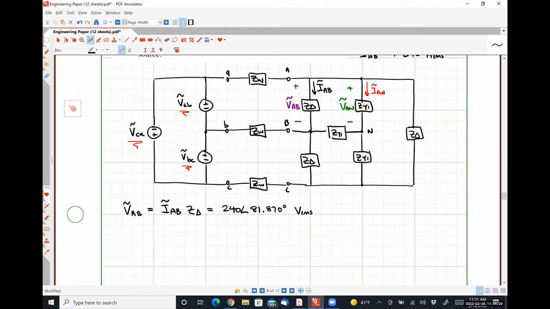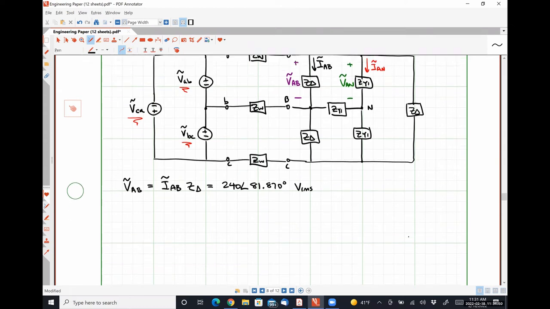Now, we are going to use the transformation here to go from this line-to-line quantity to a line-to-neutral quantity, but we would absolutely get the exact same result applying Kirchhoff's voltage law around this loop here. So if you don't trust what I'm doing, you can do it a different way and literally get the exact same answer in the same number of steps. So I'm going to say that the voltage VAN is simply the voltage VAB divided by square root of 3 angle 30 degrees, which is our transformation coefficient to go from a line-to-line to line-to-neutral voltage.